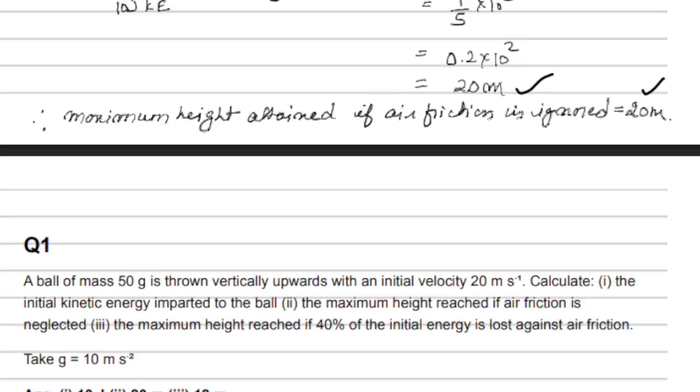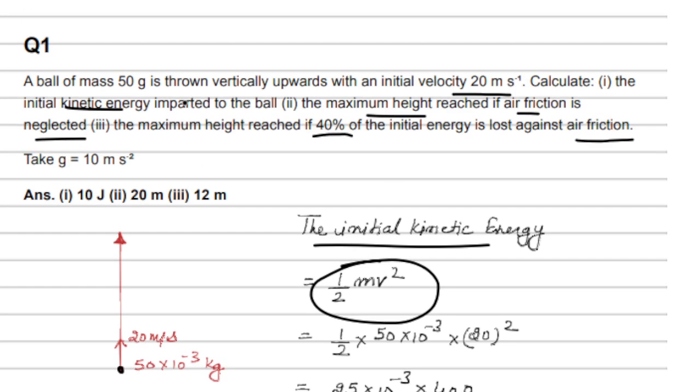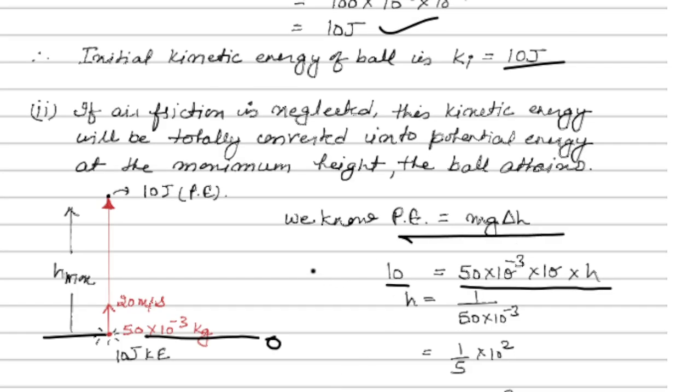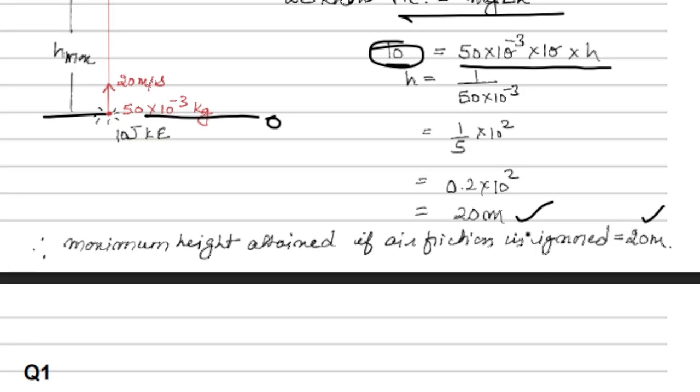So let's summarize what this question was asking. It gave some initial velocity, and then asked us to calculate the initial kinetic energy. We calculated it by this formula. Then they asked us to ignore the friction and find the height it will reach. So whatever the kinetic energy below here, the same potential energy will be here if air friction is ignored, because no energy is taken out. The potential energy is this, and it has to be equal to the kinetic energy here. So we calculated 20 meter.